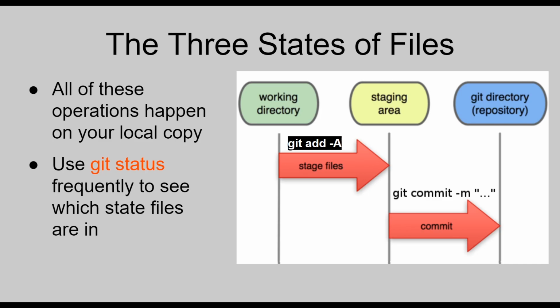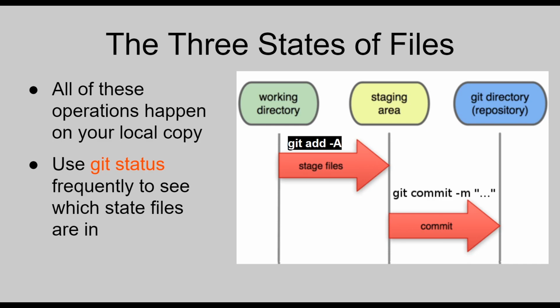And with GitBash, there are 3 states of the files. All of these happen on your local copy. So you have your local copy, which is kind of your working directory. And then you want to stage the files by using git add -A. Make sure it's a capital A, caps matters. This will basically stage the files to the staging area, and this is kind of the holding area for your files.